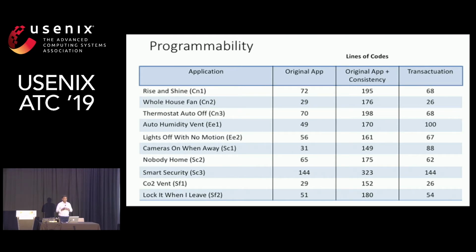And the third column is the transactuation. It takes a similar amount of lines of code as the original application, as it pushes the complexity into the system. Although in certain cases there are applications where transactuations take a lot more code than the original app. This is for correctness, where we chain transactuations together. The details are there in the paper.